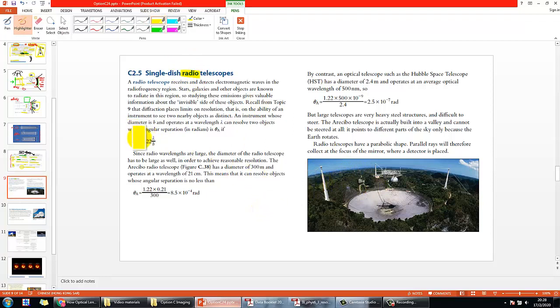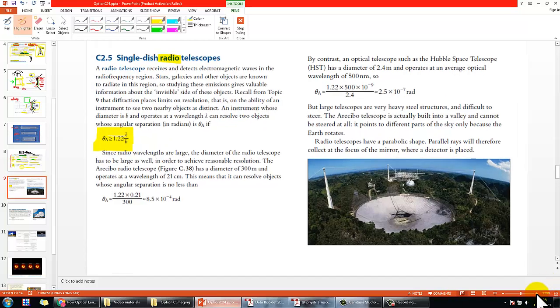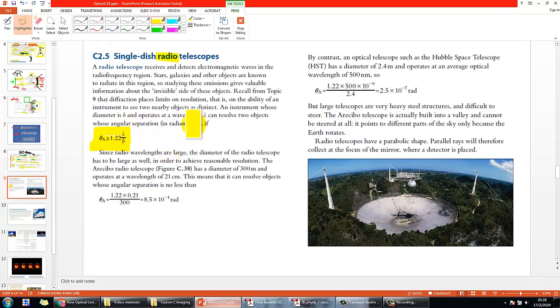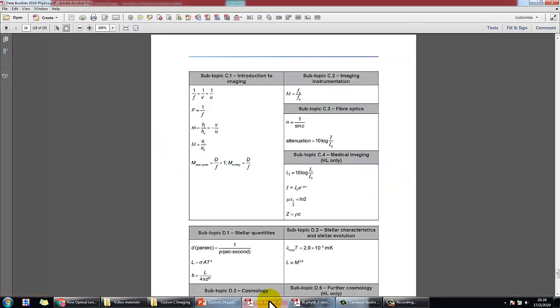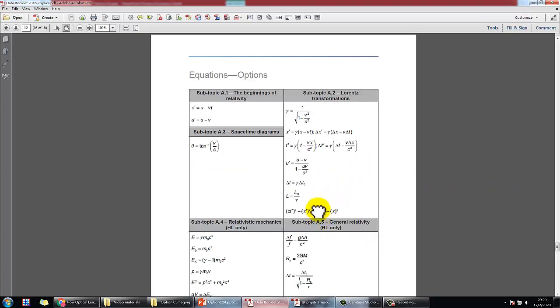The only equation that you require is here. Let me zoom in. The angle is referring to the resolving angle. Guess what? You have learned it in chapter 9, I think, waves. And if you try to look at this equation and try to find it from the data booklet, can you see it anywhere? You cannot see it anywhere because it's not on the data booklet on this page. However, you can actually find it.